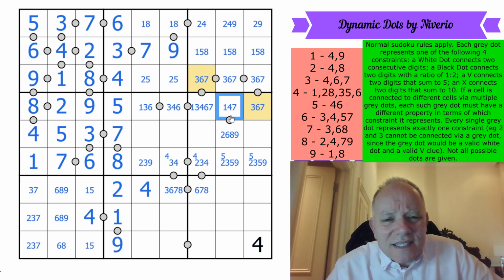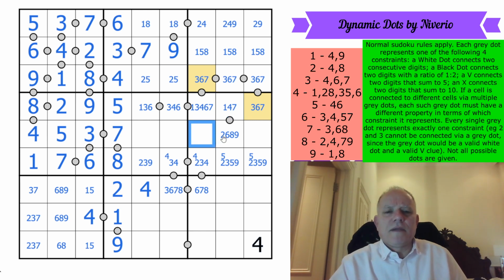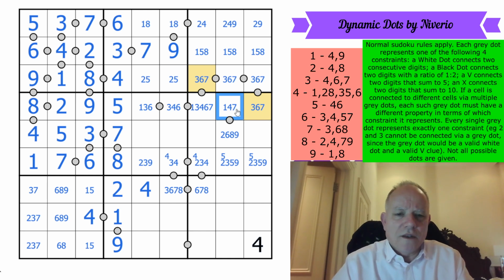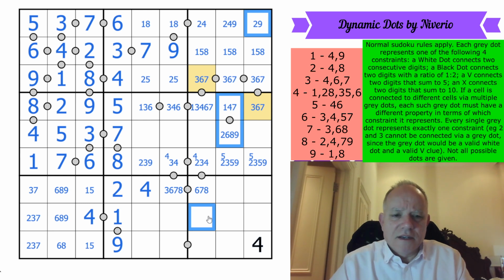If this... Oh, I don't know what I meant to think. Maybe this can't be 1. That would have to be 9. 1 and 9 like that. Then this would be 9. This would be 9. This would be 9.